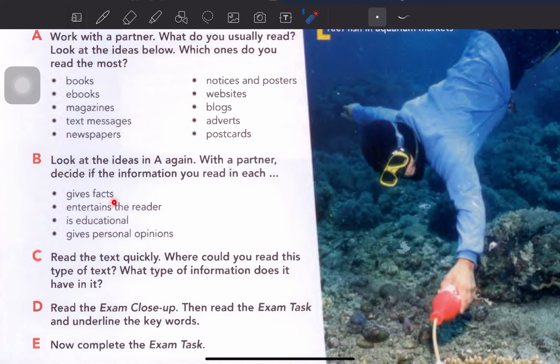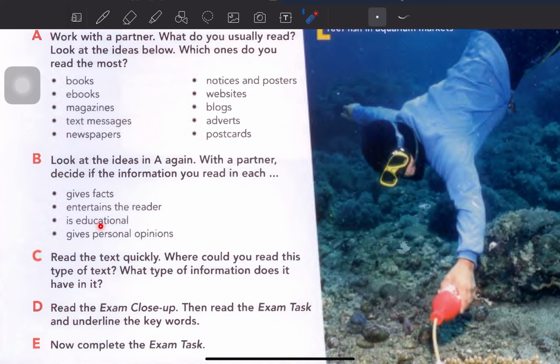For give facts, what do you think gives facts? Maybe magazines, newspapers, websites, and also advertisements. What about entertains the reader? Memberi hiburan. I think magazines. Newspapers also can be included because they have maybe the comic section. What do you think? And also maybe websites, for example, a comic. What do we call that one? That one with the cartoon. I forgot the name.